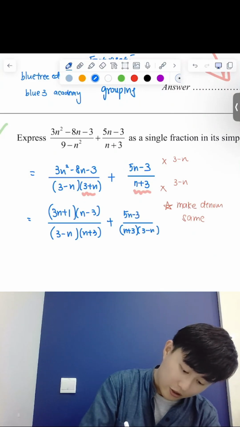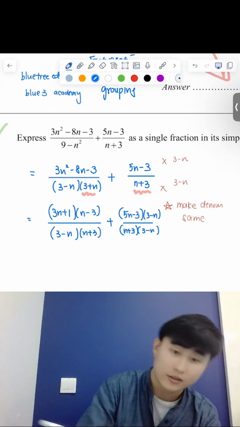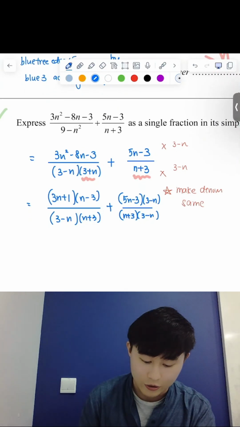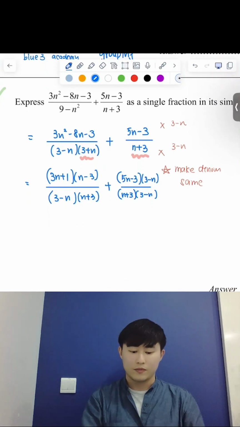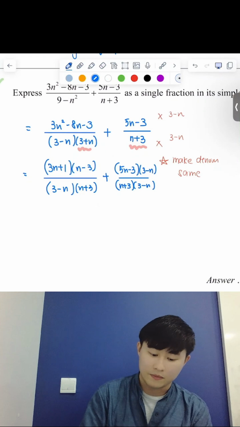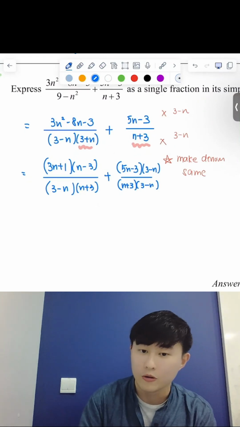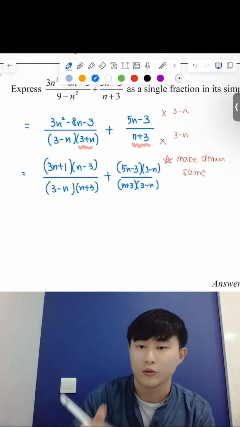This is 5n minus 3, bracket 3 minus. Okay, I am going to pause here for a while, in case you want to see. From here, what I'm going to do is combine the two fractions together.